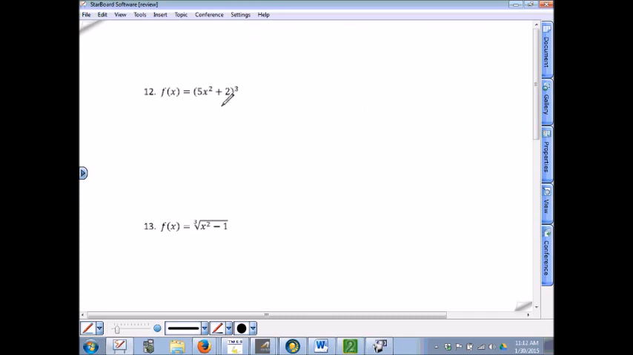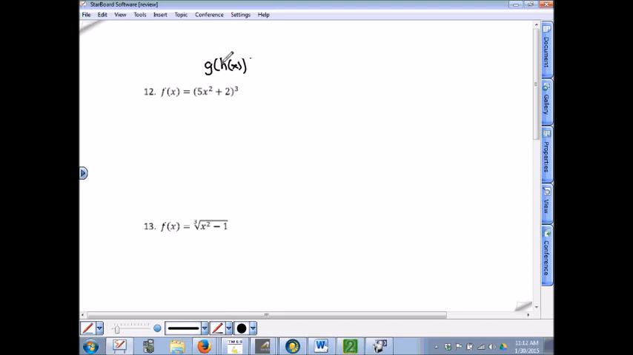Question 12 is meant to be an illustration of the chain rule, because we have an instance of g of h of x, where we have a function inside of a function. h of x would be like the 5x squared plus 2 function, and the g function would be cubing it. So we really have an instance of two functions here.